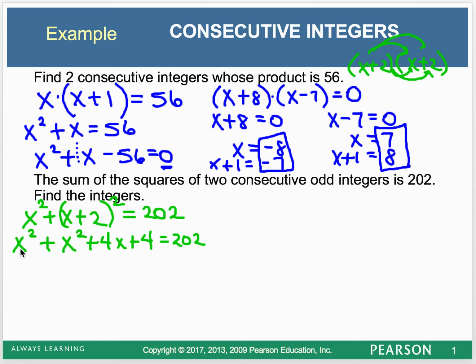Then again, it is a quadratic equation, so I can't use the square root property on it, so I'm going to set it equal to 0 and try to factor it. So I'm going to combine these like terms to get 2x squared plus 4x, and since it needs to be set equal to 0, I need to subtract 202 from both sides. So that would give me minus 198.